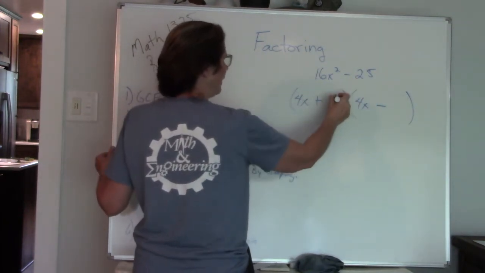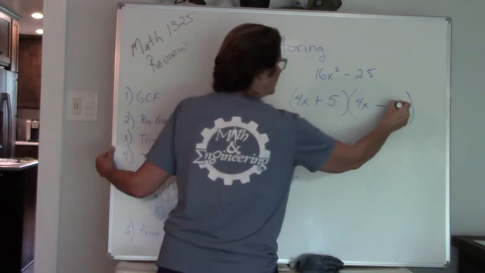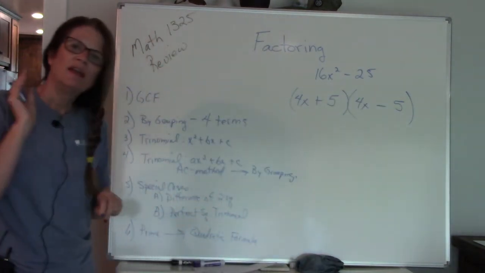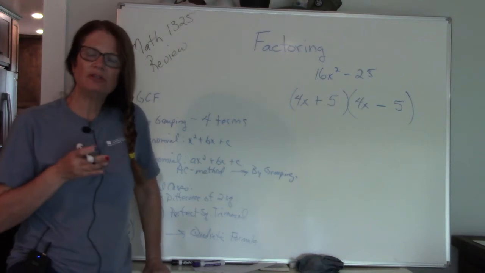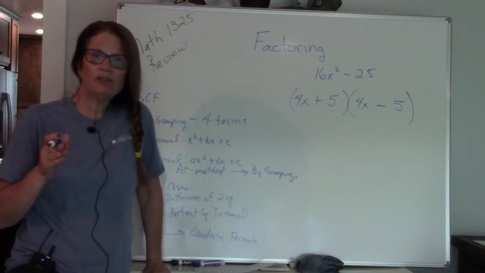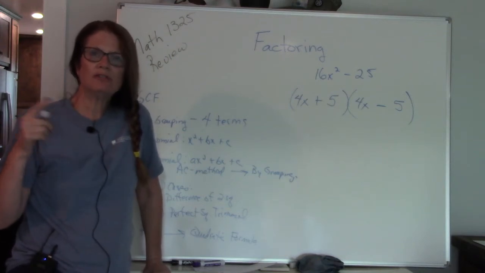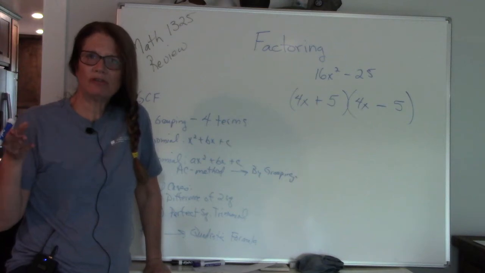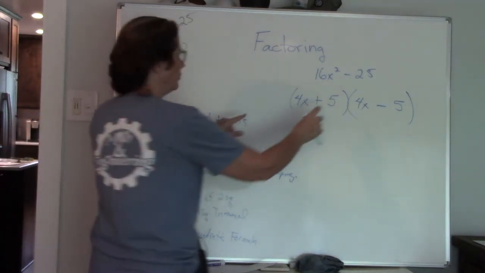Square root of 25 is 5. One goes here, one goes here. Now, if you aren't sure that you did this correctly, all you have to do is multiply it back through. Use that distributive property or FOIL to see if it works. So let me show you.